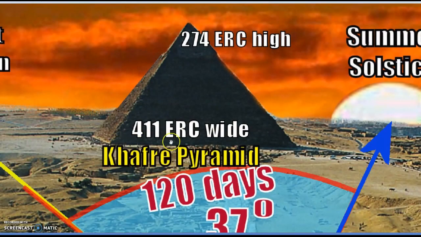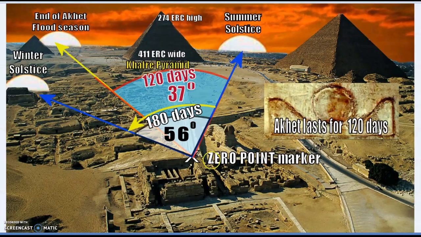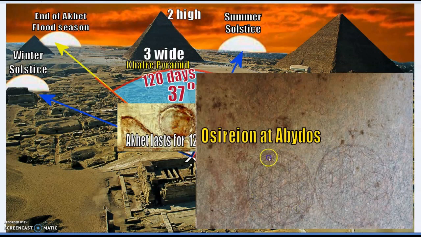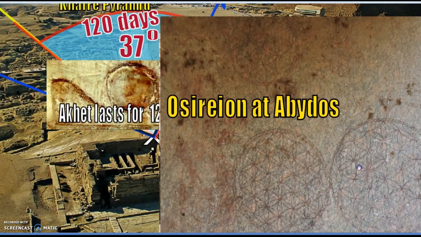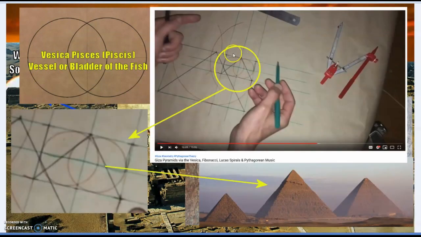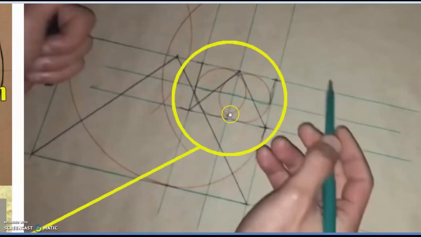And Khafre Pyramid, 3 wide by 2 high, 411 divided by 3 is 137, 274 divided by 2 is 137. There's a nice link there as well. But this summer solstice is also important because we'll look at Thebes, but the Osireion, where we have the flower of life marked in there, and that's just a whole series of vesicas. That's all it is. So you see how it's just a vesica. This is used in architecture and symbolism across time, across cultures, across the world. We did that drawing again, but it all comes from the vesica and the 2 to 3 ratio of Khafre's pyramid.